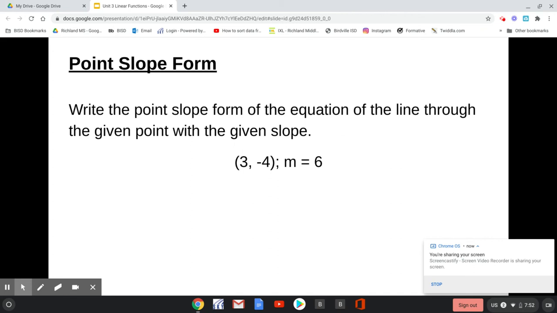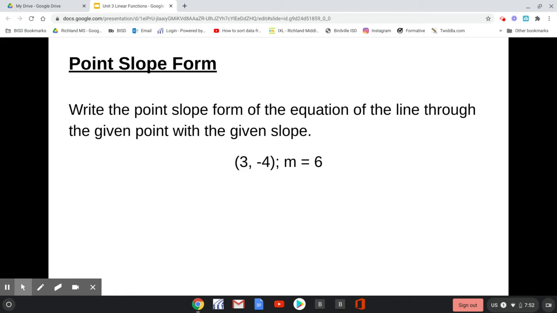Hey guys, here is a slideshow for point slope form to help you with some more examples.